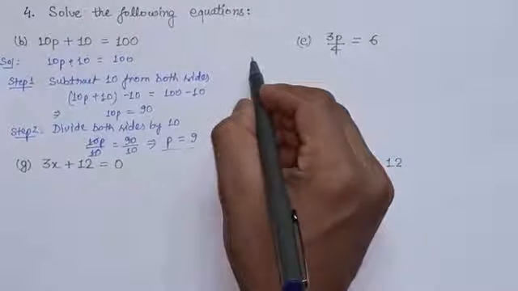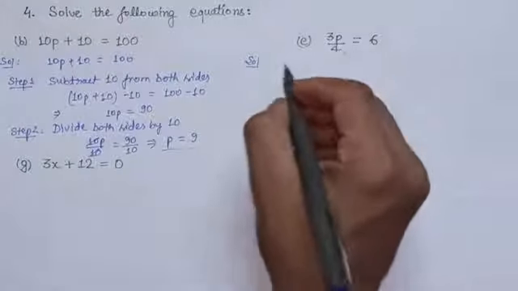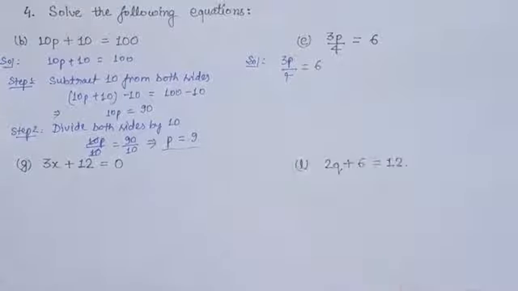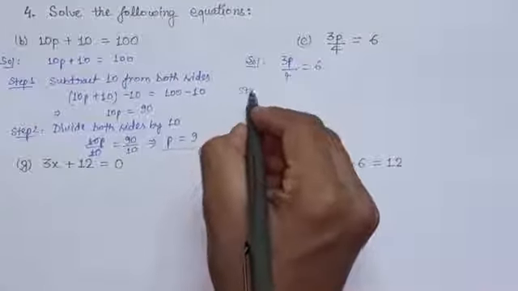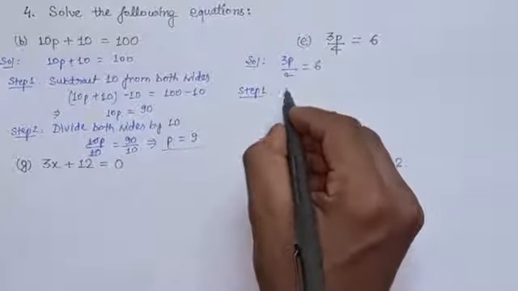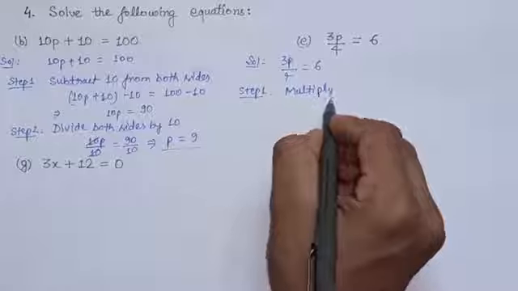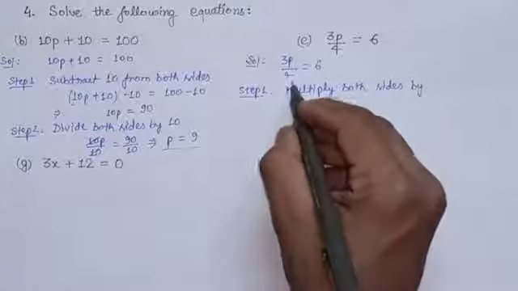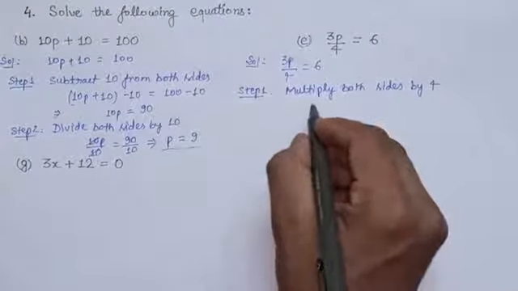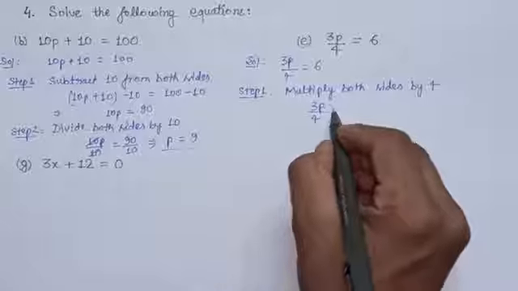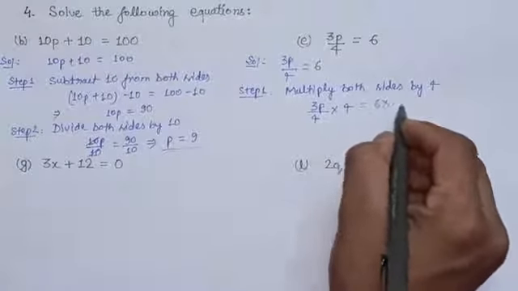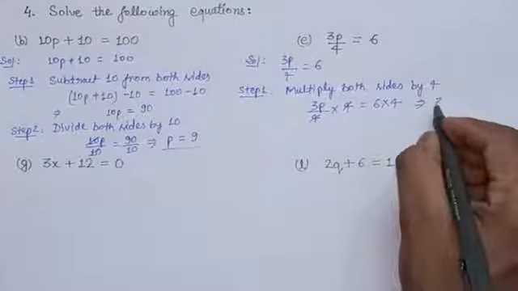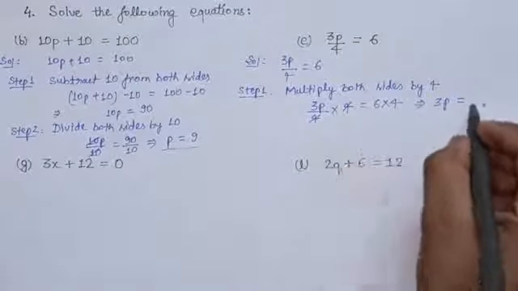Let us solve the next part in the same way. So here we are given 3p by 4 is equal to 6. Step 1. Multiply both sides by 4. So what we get? 3p by 4 into 4 is equal to 6 into 4. It implies that 4 and 4 are cancelled out, and we have 3p is equal to 6 into 4, which is 24.